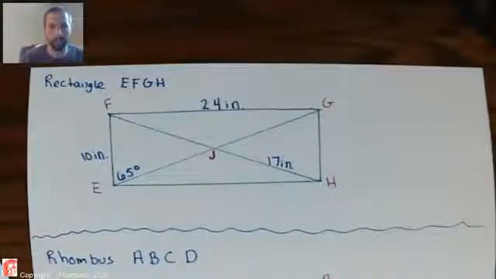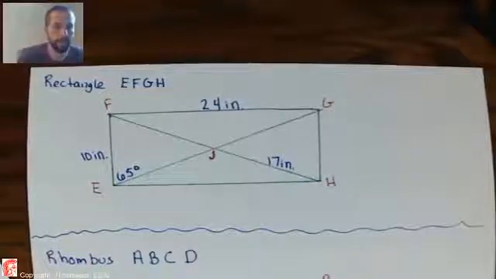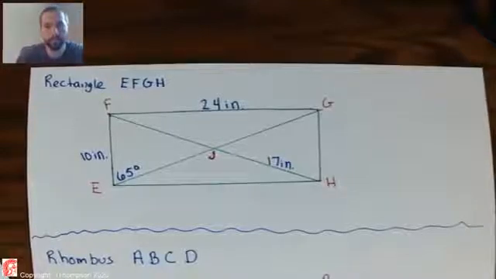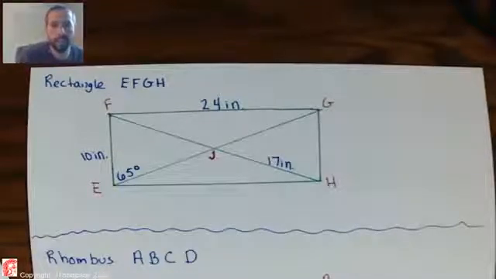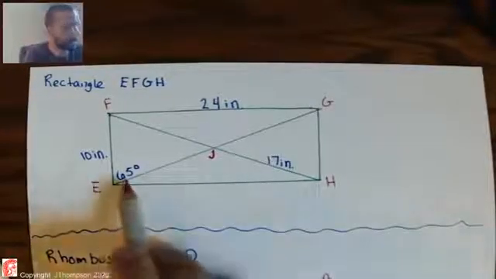So a rectangle, let's see, it has 4 right angles. Let's start with that. We'll go in order of the properties. So it has 4 right angles, right? Okay, so since rectangle EFGH is a rectangle, the angles add up to 90 degrees.